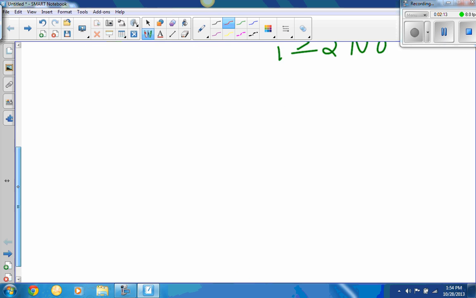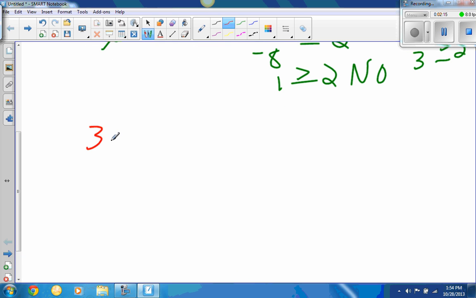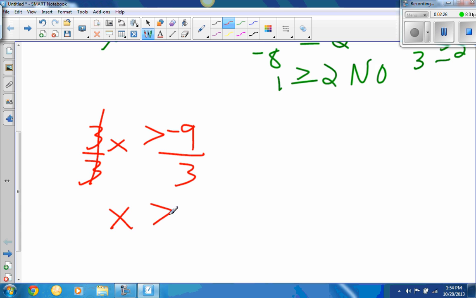Let's try one more. It's also important that you realize one other thing. If I have 3x is greater than -9, so I'm dividing by 3. Am I dividing by a negative? No. I'm dividing by a positive. So on that one, I do not flip it. That one is x is greater than -3.